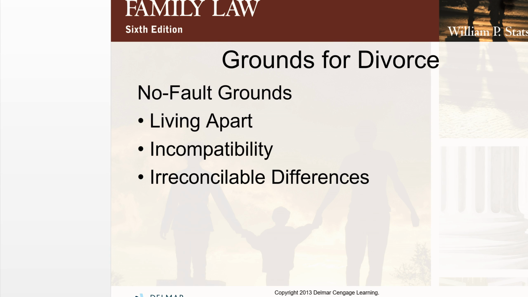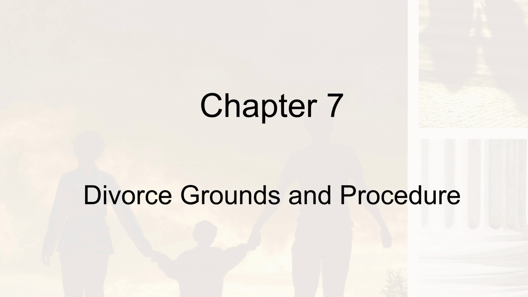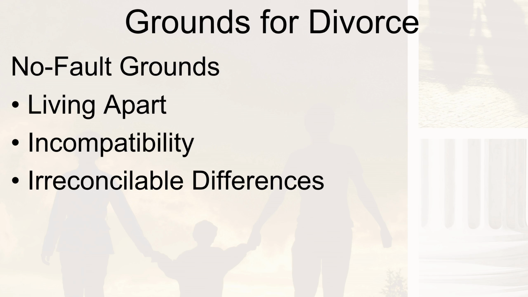Okay, so again, we just discussed the main grounds for divorce in California. So we discussed irreconcilable differences. The other two no-fault grounds are living apart and incompatibility. Living apart will sometimes also be called living separate and apart, where parties do not have to prove that one of them was at fault in causing the separation.